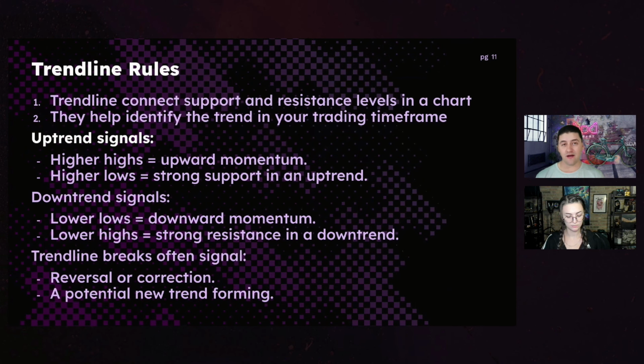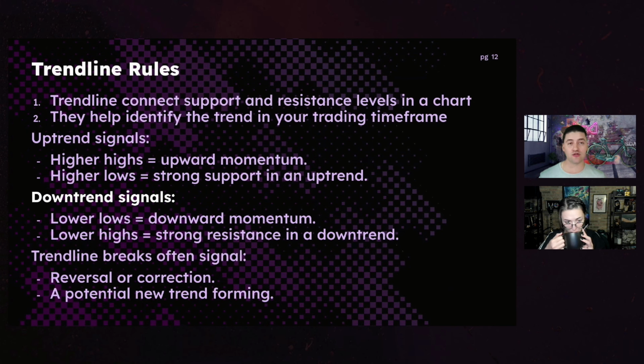The first of the five rules is actually trendline rules. A trendline connects support and resistance levels in a chart. They help identify the trend in your trading time frame. Uptrend signals: higher highs equal upward momentum, and higher lows, strong support in an uptrend. This is what you want to see whenever you're trading an uptrend movement in the stock market. Then you get the downtrend signals: lower lows, downward momentum, and lower highs, strong resistance in a downtrend.